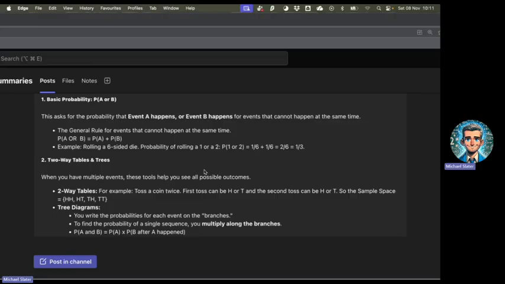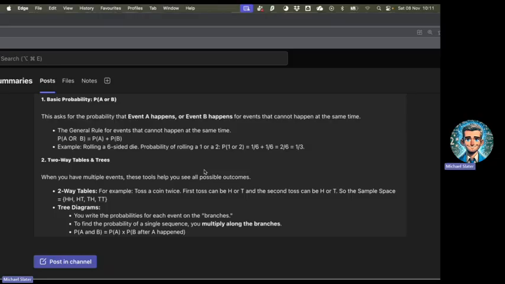But for this year, for your exam, if two events cannot happen at the same time, then the probability of A or B equals the probability of A plus B. Okay, or is plus.